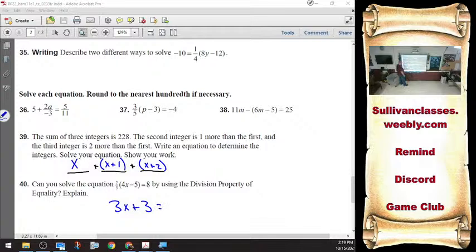Write an equation. Oh, the sum of the integers is 228. So, right? Because I have an x and I have an x and I have an x. I have a plus 1 and a plus 2. Put it all together. Subtract 3, divide by 3. 75. But it's not enough to just say x is 75. It asks what are the numbers. So if x is 75, what's next? 76, 77. So you have to say that. 75, 76, 77. This whole consecutive integer thing, it's going to pop up more.